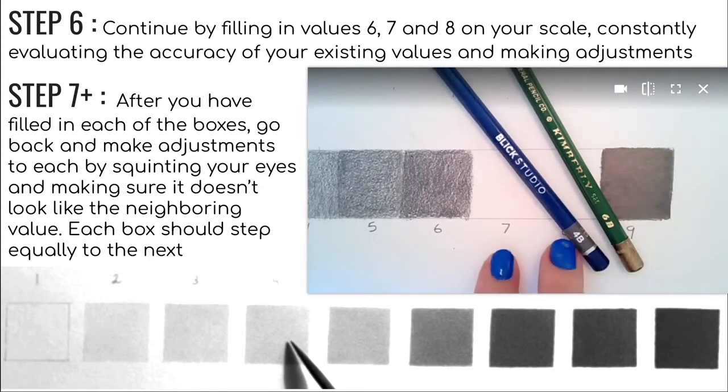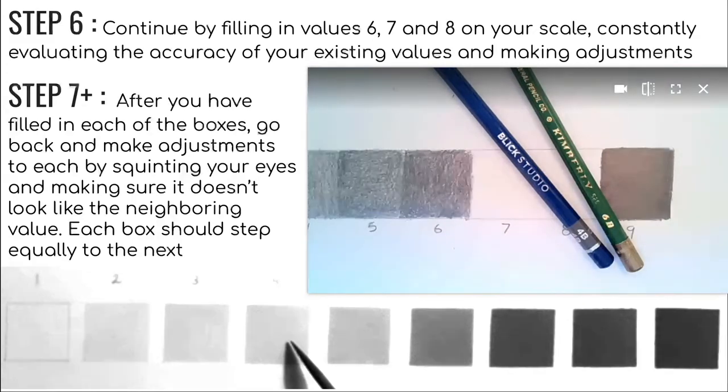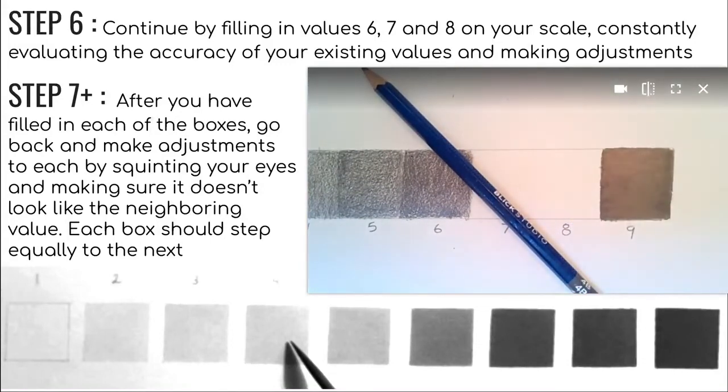For these last two, oftentimes these can be a little bit tough, not only making them dark enough, but also making sure that there's enough difference between them. Again, I suggest starting from the bottom going up, compare it to number 6 and fill in number 7. Once we get to number 8, hopefully you haven't gone so dark that you're already at black. You'll see in just a second. I'm going to start with the 4B and then touch it up with the 6B.